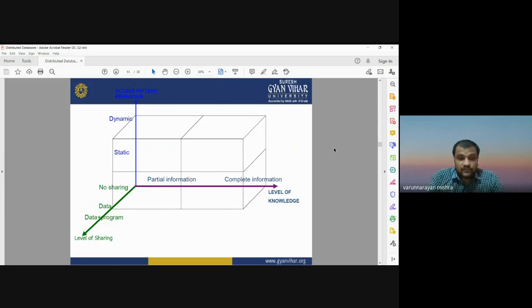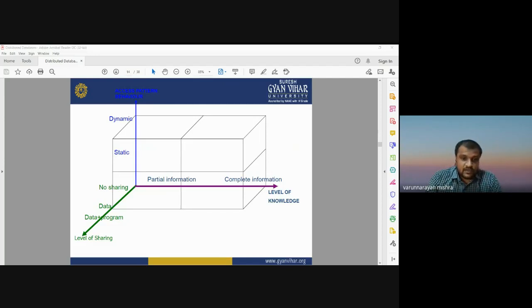That is three kinds of sharing. Then level of knowledge: either you are going to describe the entire information, complete information, or some partial information. So level of knowledge is of two types, level of sharing is of three types, and the access pattern has two types, that is dynamic and static. In this way you can perform the distribution of the database. You can create a distributed database management system having three kinds of pattern: access pattern behavior, level of sharing, and level of knowledge.